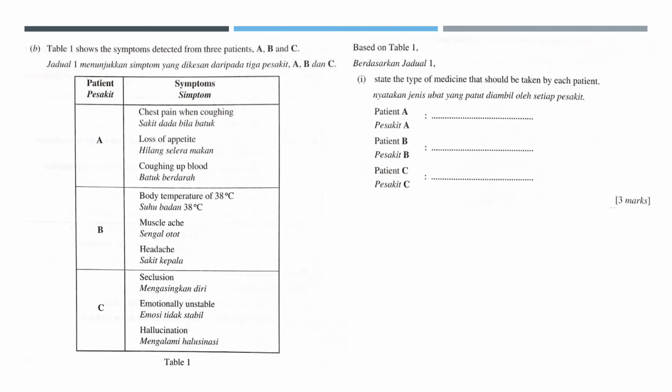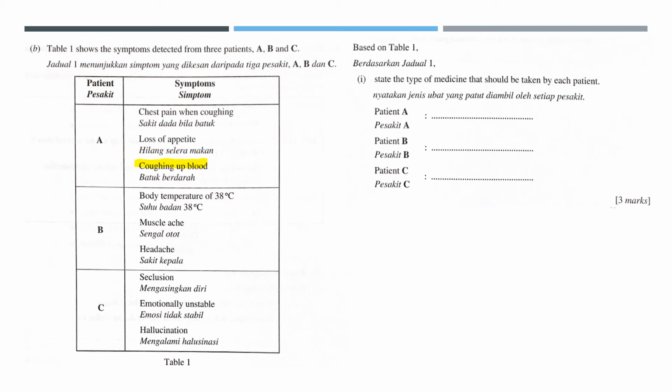How about this question? Table 1 shows the symptom detected from 3 patients A, B, C. Patient A has chest pain when coughing, loss of appetite, coughing out blood. So from the symptom coughing out blood is clearly shown patient A has bacterial infection. It has inflammation in his lungs.